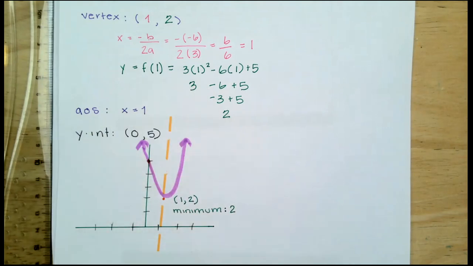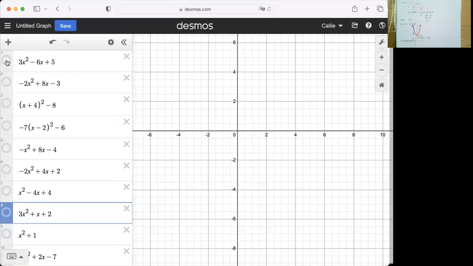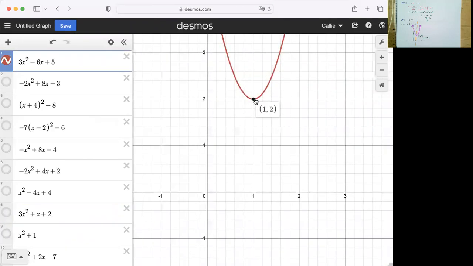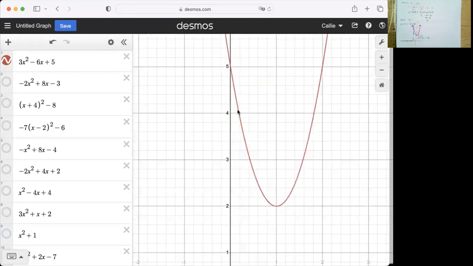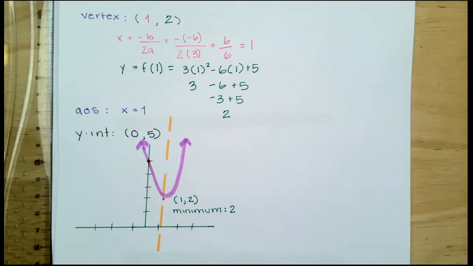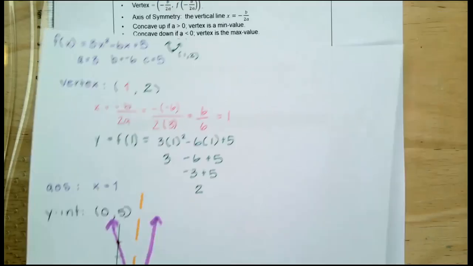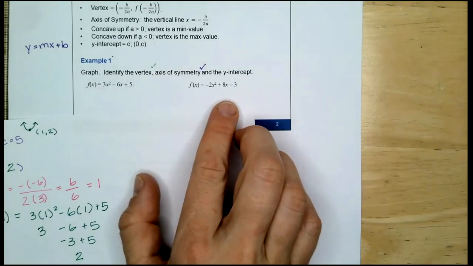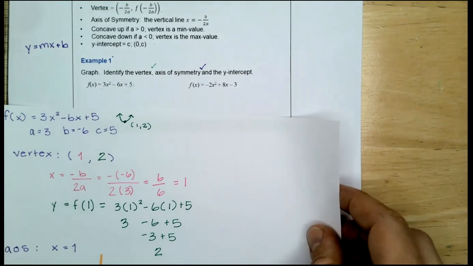We can compare it to Desmos. Is that it? 3x squared minus 6x plus 5. It should give you your vertex, 1, comma 2, and then it should give you your y-intercept, 0, 5. So that looks good. Next was f of x equals negative 2x squared plus 8x minus 3. Okay.